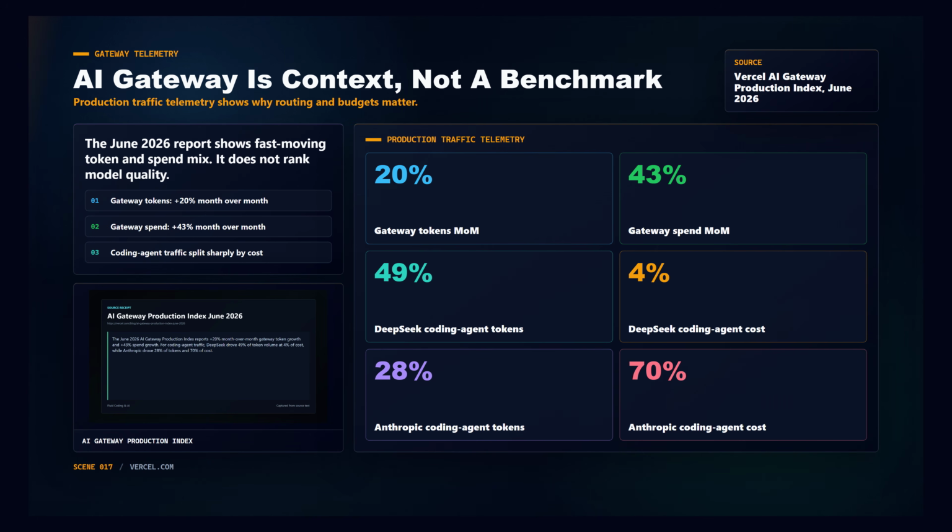AI gateway matters because agent workloads can move cost quickly. Vercel's June 2026 AI Gateway Production Index says gateway tokens grew 20% month-over-month in May, while spend grew 43%. For coding agent traffic in that report, DeepSeek drove 49% of token volume but 4% of cost, while Anthropic drove 28% of tokens and 70% of cost. That does not prove one model is better. It proves routing, budgets, fallbacks, usage monitoring, and app-specific evals belong in the production conversation.